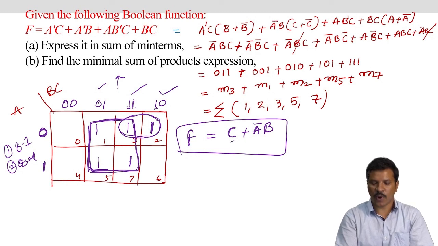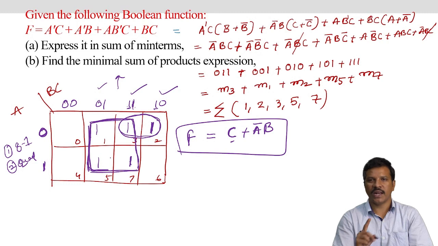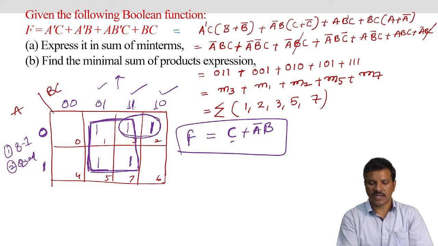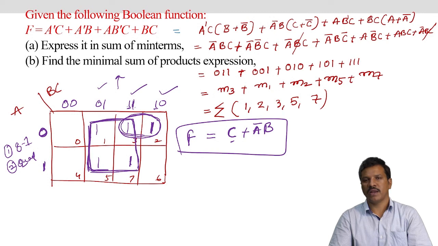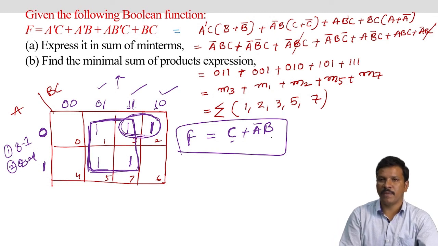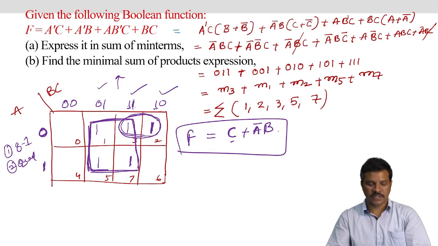In the first case, this is a quad, so we can minimize to only one literal. The minimized literal count is 1. Next it is a pair, so in the 3 variable K-map, a pair gives 2 literals. So C plus A bar B is the minimized Boolean function.